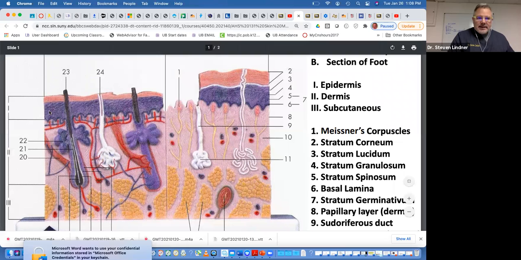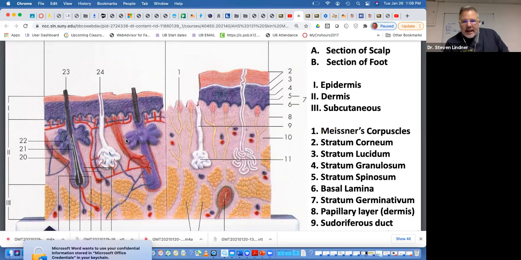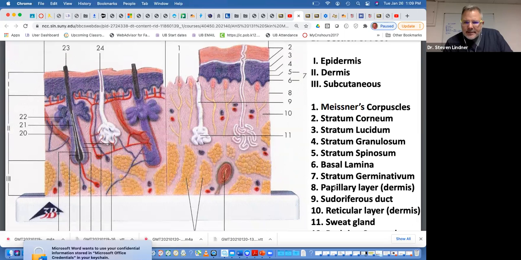All right, so that's the epidermis. When you look at the dermis itself, it has a few layers. It has more of a superficial layer, which is on top, number 8, the papillary layer. That's more superficial. And then it has the deeper layer, which is number 10, called the reticular layer. So the papillary is up higher. The reticular layer is a little bit lower.